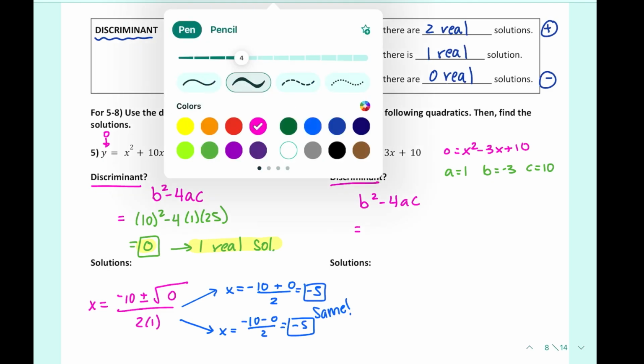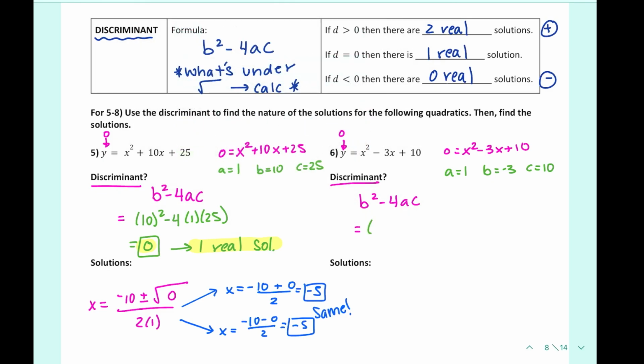Make sure you are checking this in your calculator. So b is negative 3 squared minus 4 times a times c. Again, I would put that into your calculator unless you're feeling brave with your mental math. And then please make sure that you get the same output I do. So when I put that into my calculator, I get negative 31 as my discriminant.